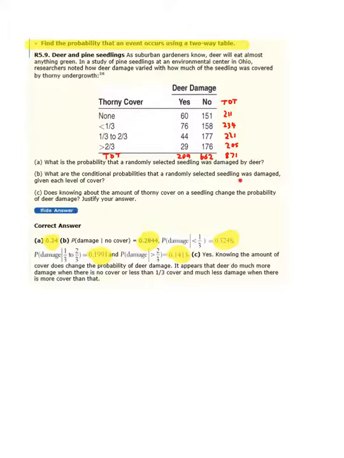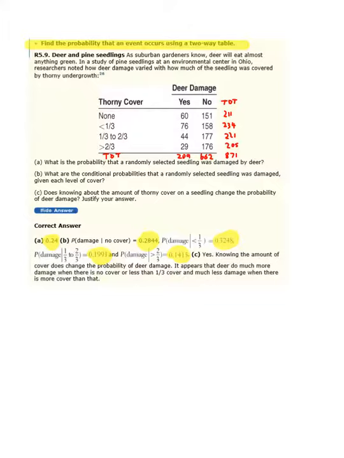Part B, what's the conditional probability that a randomly selected seedling was damaged for each given level of cover? So given the level no cover, damage is 0.2844. Hopefully you're showing me fractions first, decimal second. Given that the coverage is less than a third, the chance of damage is 0.3248. And given that the cover was 1/3 to 2/3, etc., there are 4 conditional probabilities to calculate.